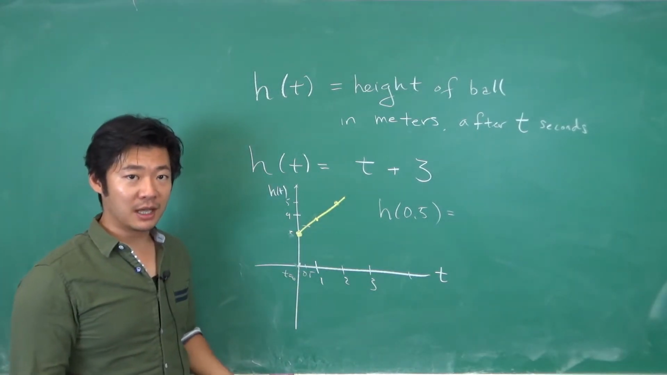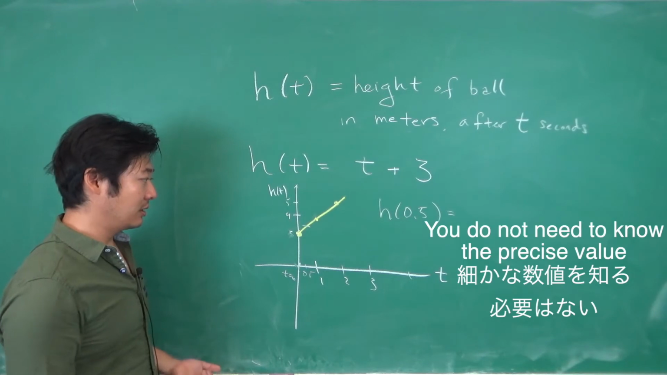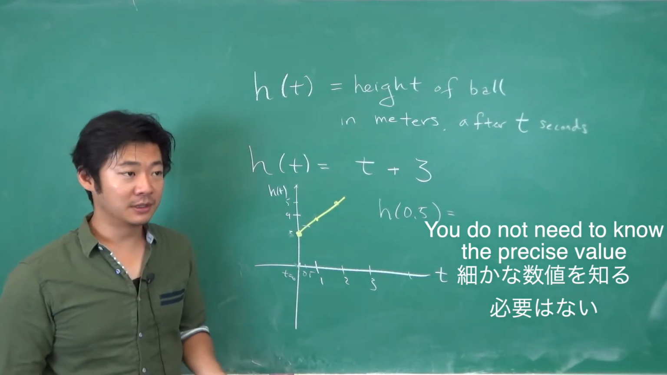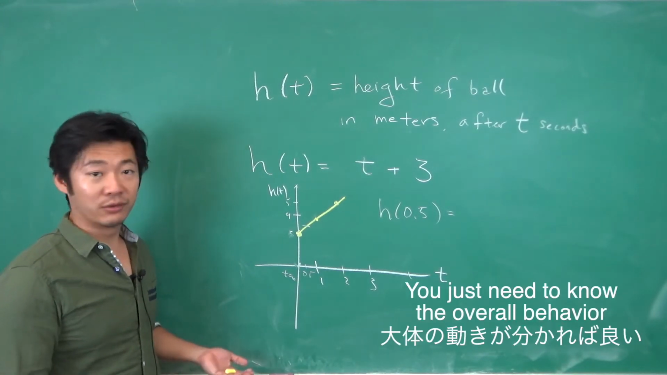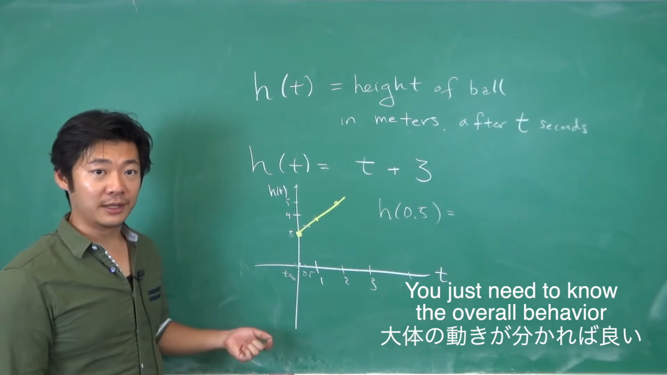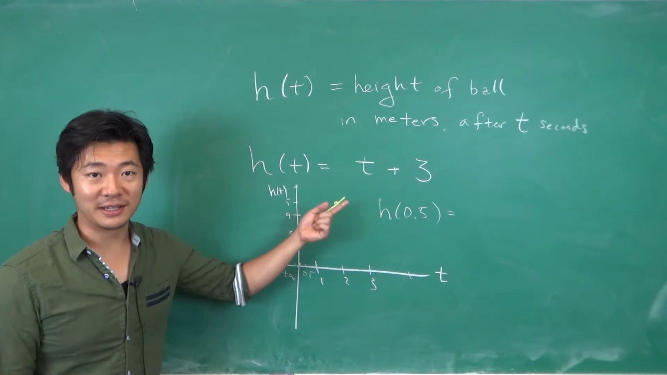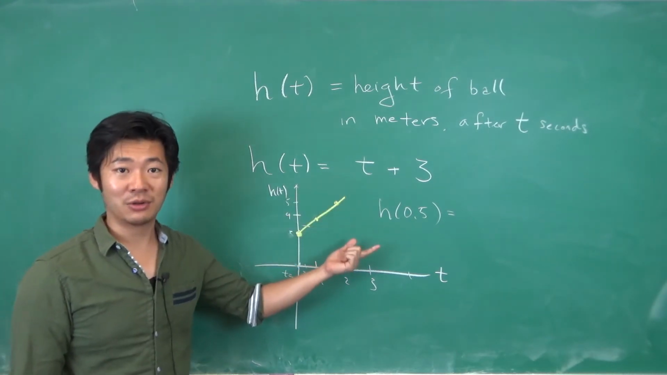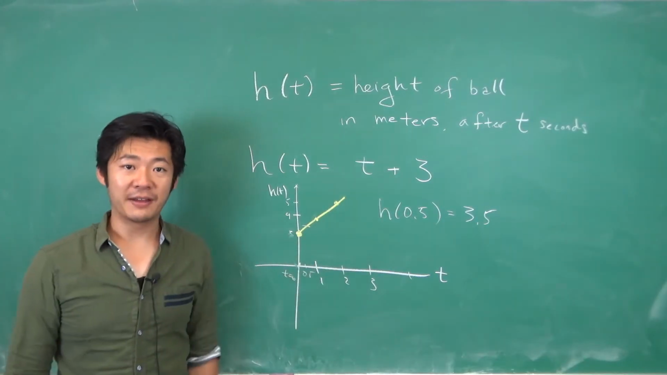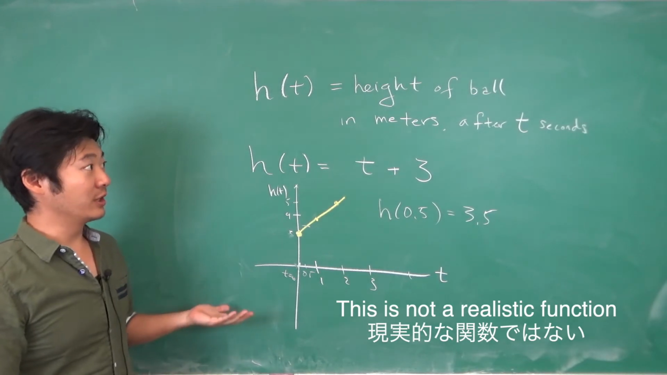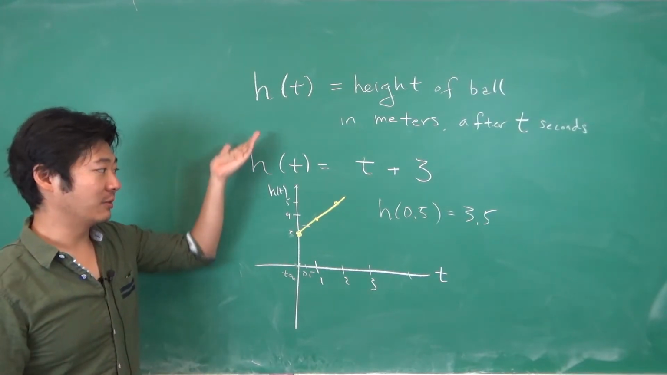So a lot of times you don't really need to know the precise value. You just need to know the overall behavior. So for things like that, the graph might help. But for a function as simple as this, maybe it is better just to plug it in. So it's 3.5.